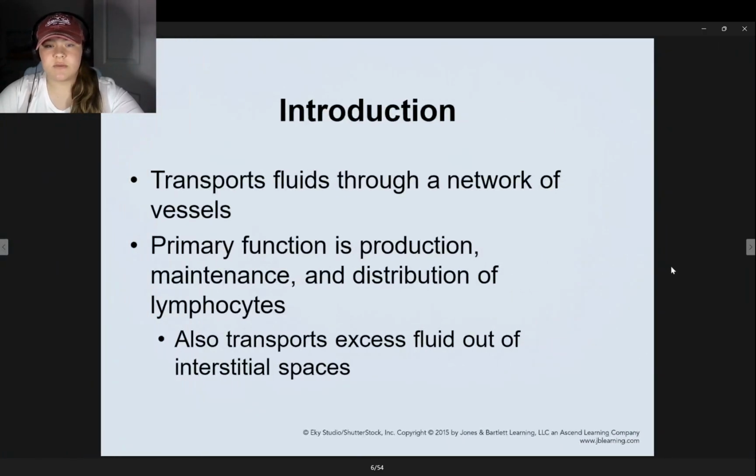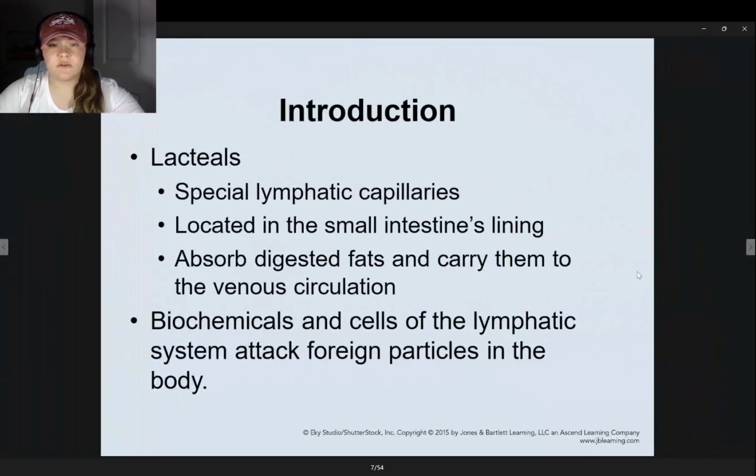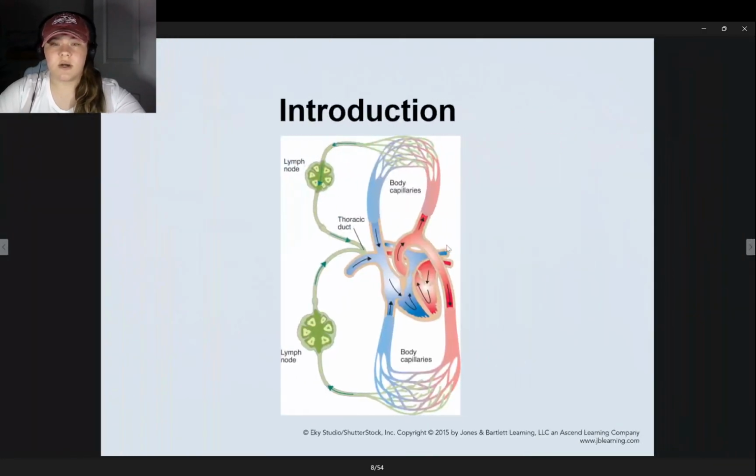So basically, it transports fluid through a network of vessels. Its primary function is production, maintenance, and distribution of lymphocytes. These also transport excess fluid out of the interstitial spaces. Lacteals are special lymphatic capillaries located in the small intestine's lining. They absorb digestive fats and carry them to the venous circulation. Biochemicals and cells of the lymphatic system attack foreign particles in the body. This is sort of the whole system, a very simplified version of it.